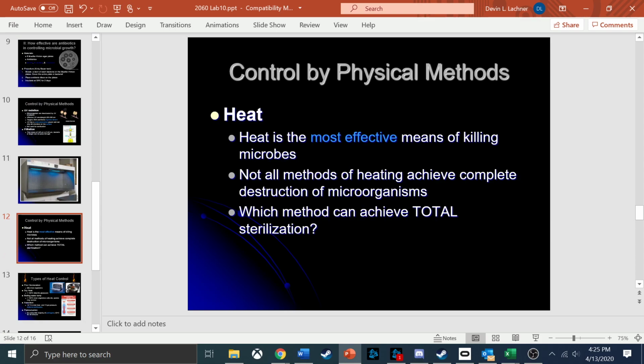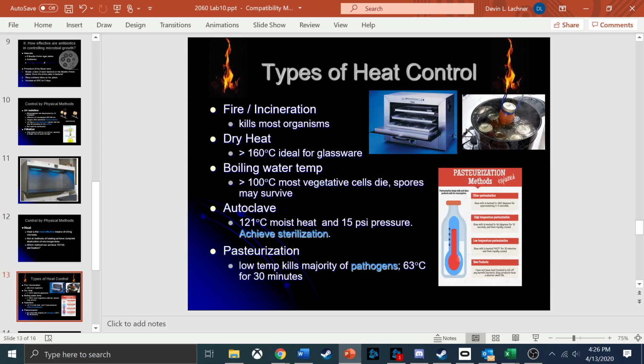So the most effective method of killing microbes is going to be heat, okay? Not all methods of heating are going to achieve sterilization, but there's at least one method that we have, which is autoclaving, right? We've talked about this before. So 121 degrees Celsius moist heat and 15 psi is going to allow us to achieve sterilization. Then we also have fire incineration, which is going to kill most organisms, but not sterilize, right? Not going to kill all of them. Then we have dry heat, boiling water, and then pasteurization. Pasteurization is going to be using a lower temperature to kill the majority of pathogens so that it's safe to eat, but it's not going to completely sterilize the food.